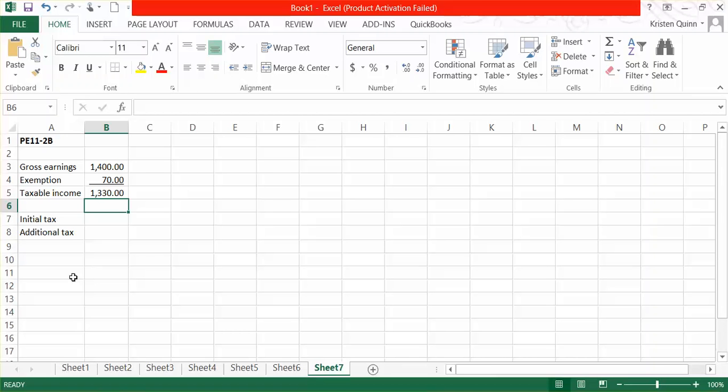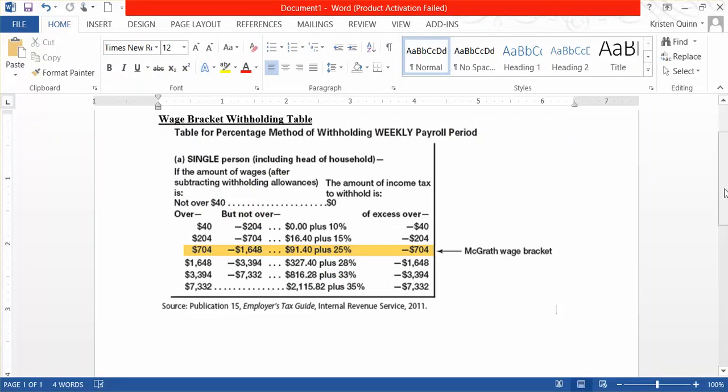If our taxable income is greater than $704, but does not exceed $1,648, we need to withhold $91.40 from the employee's paycheck, plus an additional 25% on any amount of their taxable income that exceeds $704.